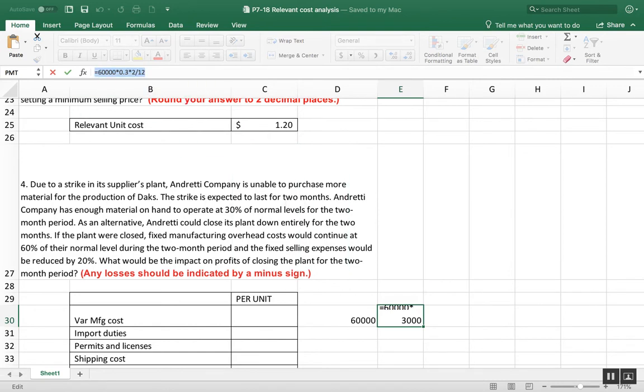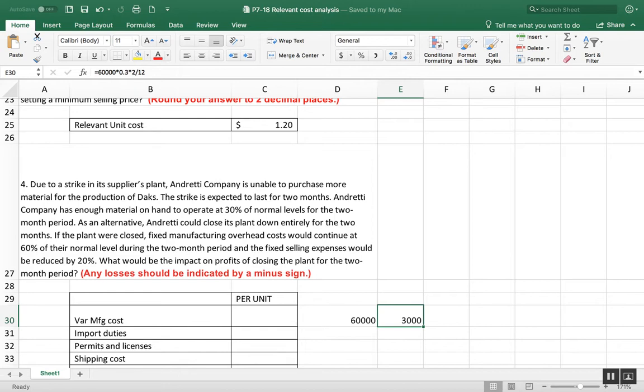So anyway, this is what it looks like. I've got 60,000 units per year that I manufacture. If I keep hobbling along, then I could still produce 30% of them for 2 months. So that's what this figure is up here, 30% of the 60,000 times 2 months out of the year, and that is the 3,000 units that I could still produce.